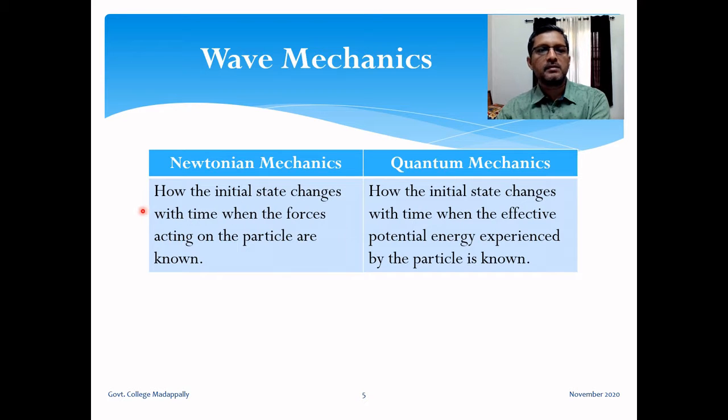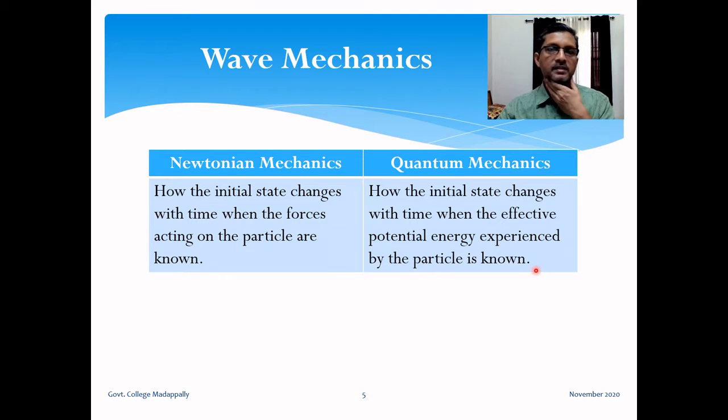And the next point is, in Newtonian mechanics, how the initial state changes with time when the forces acting on the particle are known. So if we know the forces acting on the particle, then we can calculate how the initial state changes with time in Newtonian mechanics, the time evolution of the state. In quantum mechanics, the situation is similar: how the initial state changes with time when the effective potential energy experienced by the particle is known.